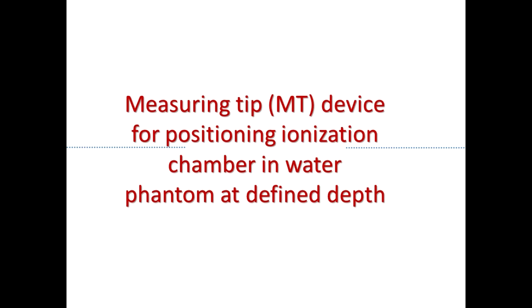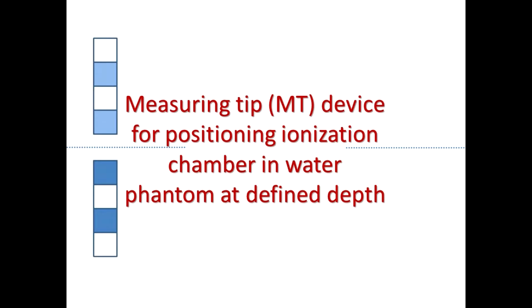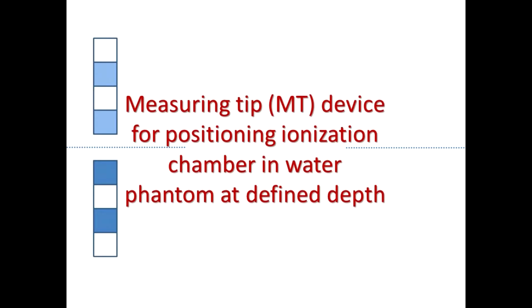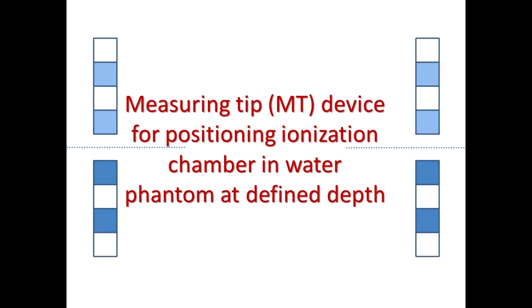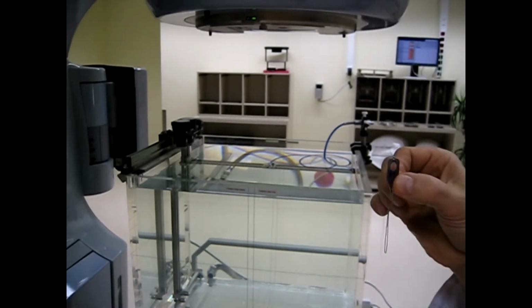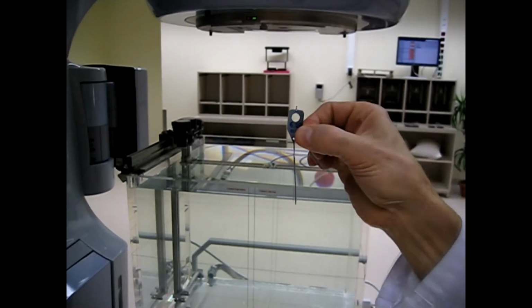Now we are speaking about the measuring tip, the so-called MT device, for positioning the ionization chamber at a defined depth in a water phantom when relative and absolute dosimetry are performed in radiotherapy. Here is the water tank. The semi-flex ionization chamber is already fixed on its holder.